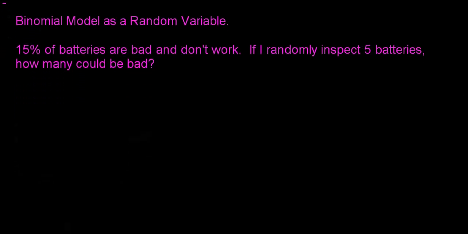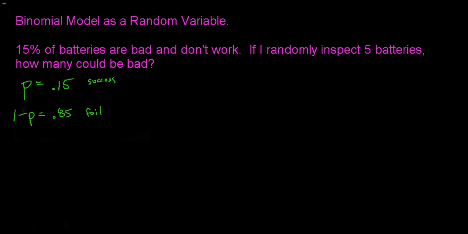Okay, so let's talk about a binomial model as a random variable. So 15% of batteries are bad and don't work. So 15% of batteries are defective. So that is our P, right? The probability that we find a defective battery is 15%. And 1 minus P would be the probability that we find a good battery, 0.85. So this is what I was talking about. Finding a bad battery would be considered success. Finding a good battery would be considered failure. Even though that logically doesn't make sense, we're looking for bad batteries. So that would be success.